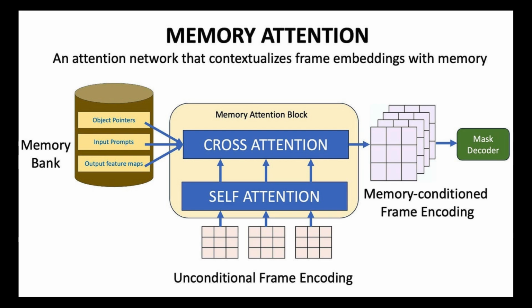There is a memory encoder which processes the current prediction and generates a memory entry for the frame. This memory is stored in a memory bank and made available for future use. So whenever a new frame comes, a memory attention operation is called, which retrieves this information from the memory bank, and then it generates the embeddings that are passed to the mask decoder.